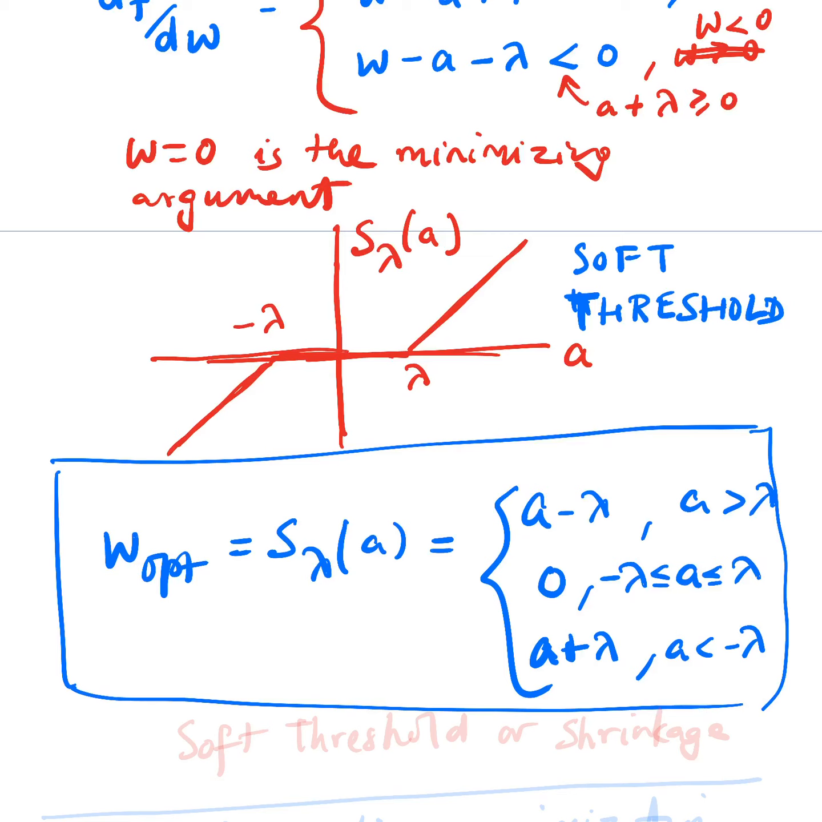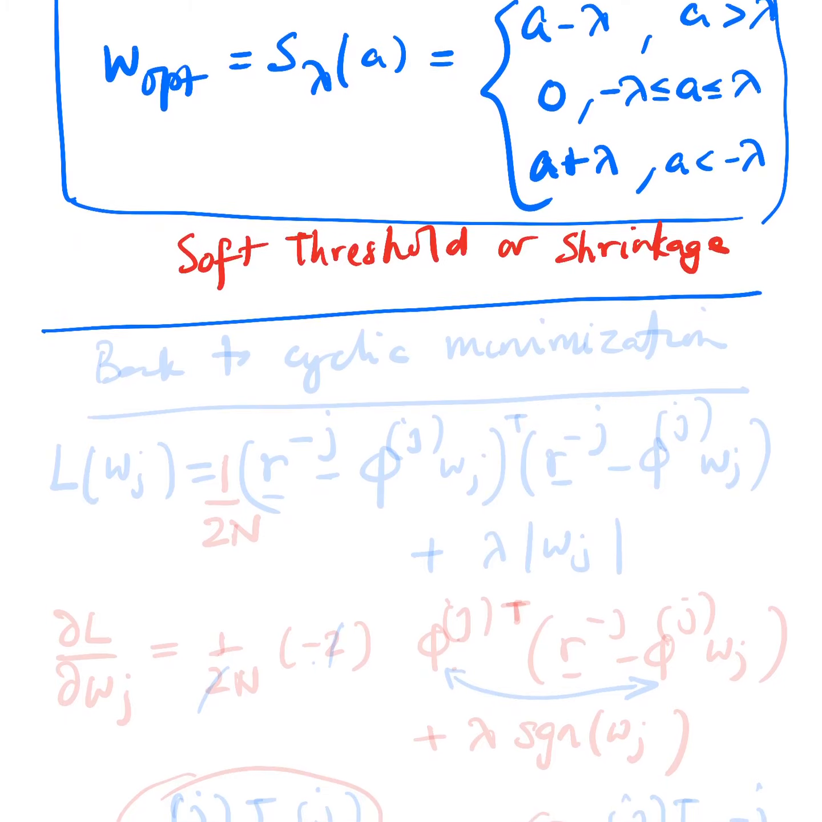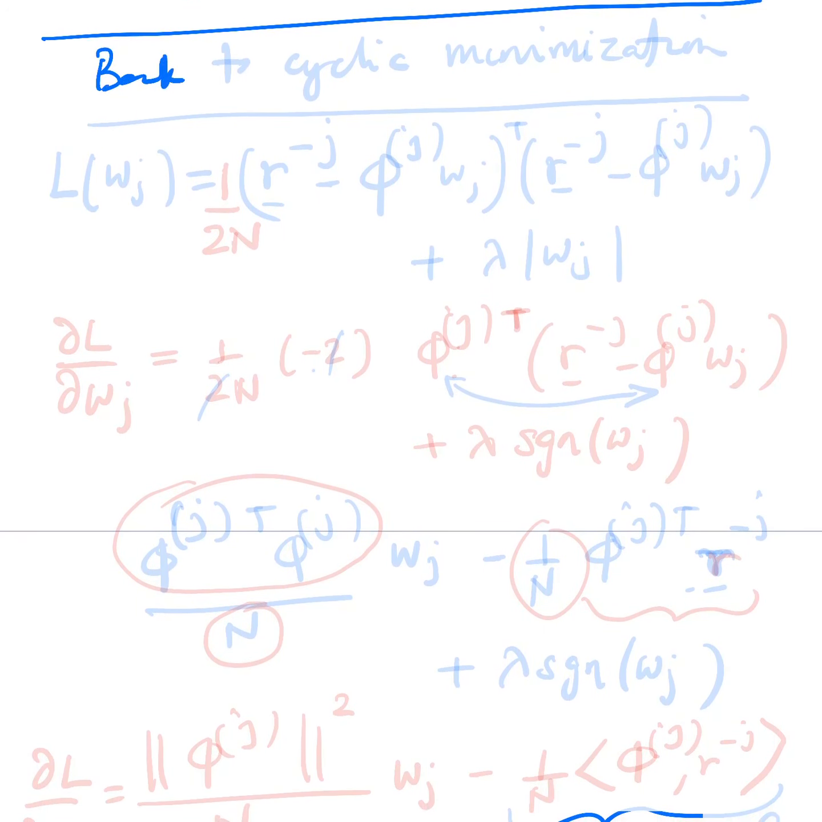It's also called shrinkage. So let me write it again: soft threshold or shrinkage operation. Shrinkage, why? Because I'm shrinking by lambda, right? Okay, so let's go back now to our cyclic minimization problem, back to cyclic minimization over each coordinate.